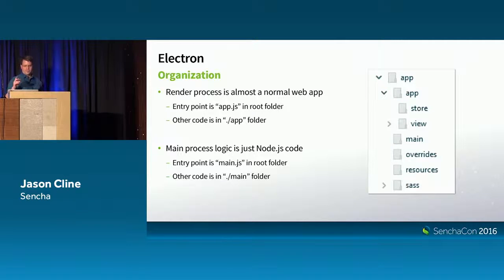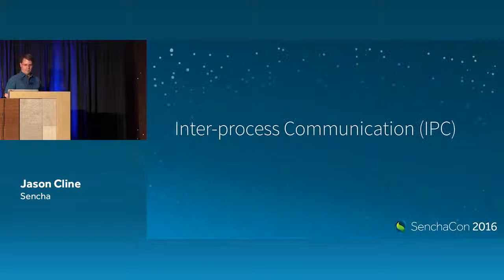And then the way that we've laid out our app in the example application is we have the app folder, which contains all your Ext JS views and stores and models and all the other good stuff you've got in your app, and then a main JS file which kicks everything off. So that's the basics of the way the project is organized.